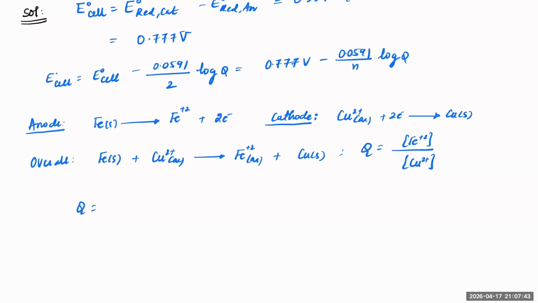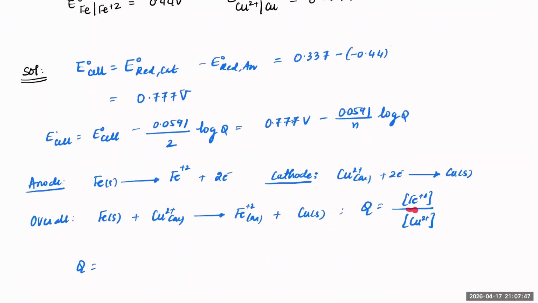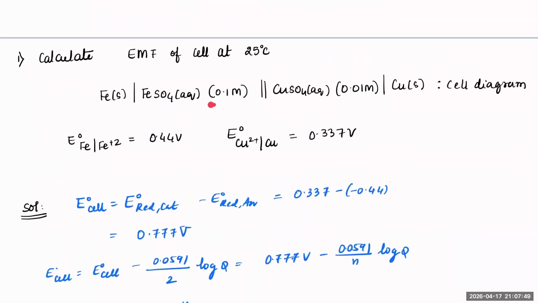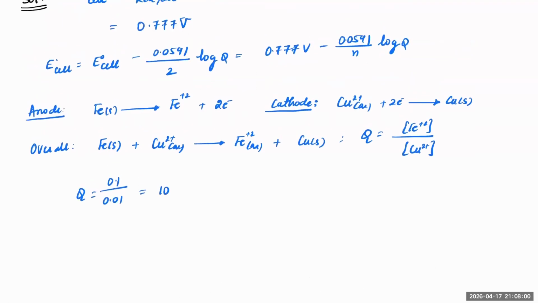So then calculate what is Q. Q in this case is Fe2 plus by Cu2 plus concentration, which is 0.10 divided by 0.01. So it is 0.1 divided by 0.01, which makes it 10. Now substitute this back into the equation.